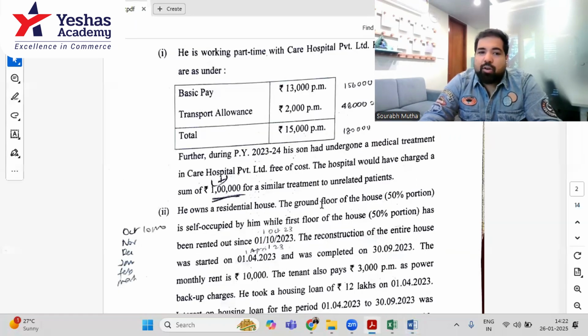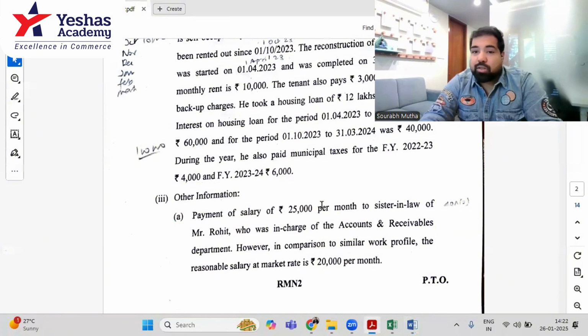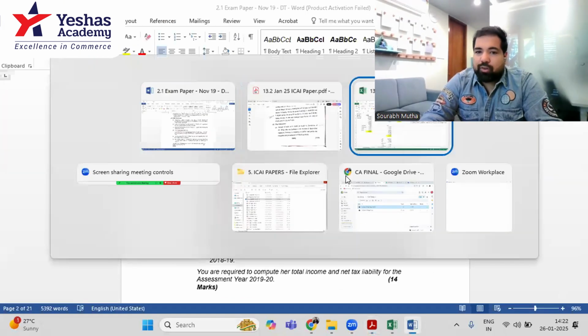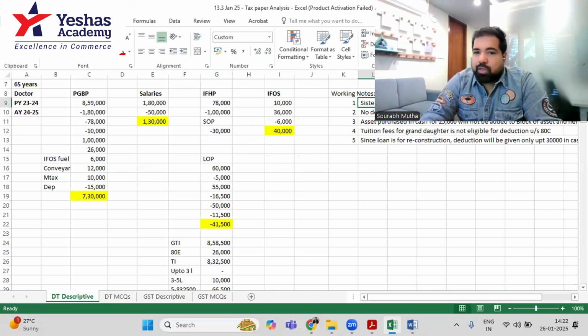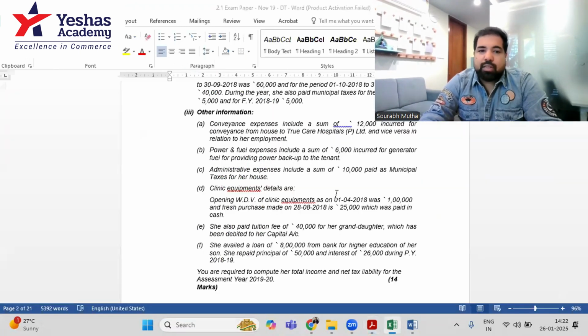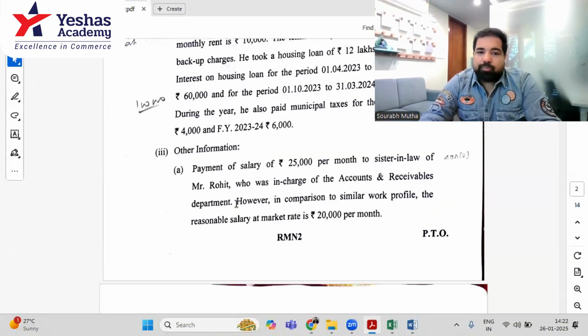So this is sister-in-law, and we've discussed in another question that sister-in-law is not in the definition of relative. And hence, if you pay excessive to her, there will be no adjustment in this case. So 25,000, no adjustment here, only a note, which I have written here. Here is the note. Sister-in-law is not in the definition of relatives, and hence section 48(2) will not trigger, which is disallowance for excessive payment to relatives. We go back to the paper.